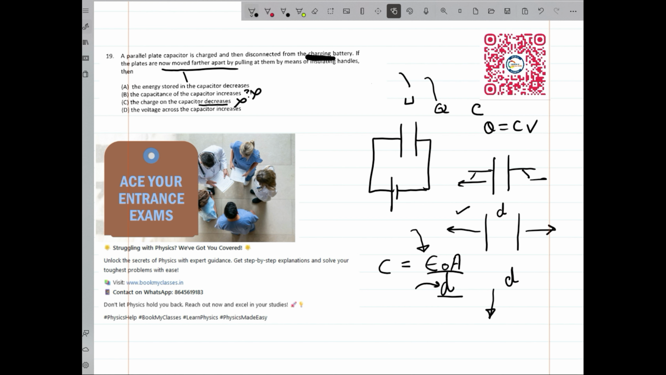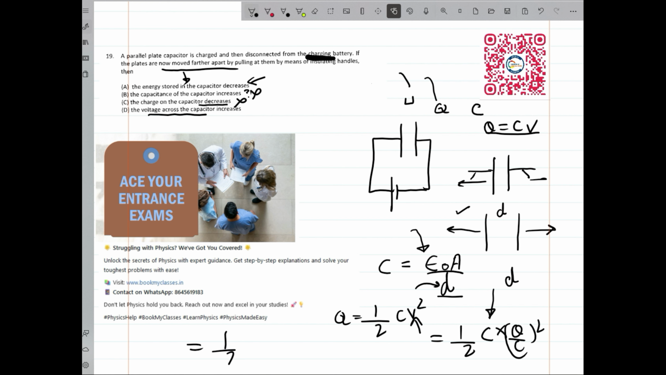Now we are left with the energy and voltage. First, let's evaluate the energy. Energy is given by two expressions, half CV squared. We cannot use this because we are not sure of V. So we write V as Q by C. This gives half C into Q by C whole squared, which is equal to half Q squared by C. We have already found out the charge does not change, and the capacitance decreases.